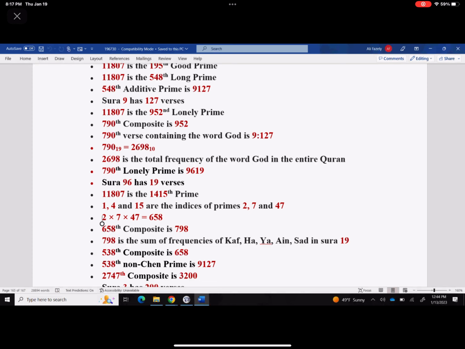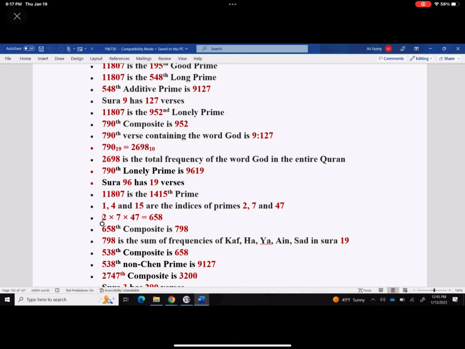11807 is actually the 14th, 15th prime. But now this number is very interesting. I can get to this number from different ways. And till now, I didn't know why 1, 4, and 15 are the indices of 2, 7, and 47. 2 times 7 times 47 is 658, but the 658th composite is 790, and 790 is the sum of frequency of K.H.Y.A.S in Surah 19. Remember, we started with the numerical value of K.H.Y.A.S, and then we ended up with the number of those in that Surah 19.